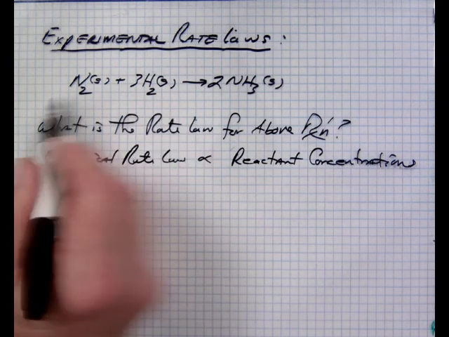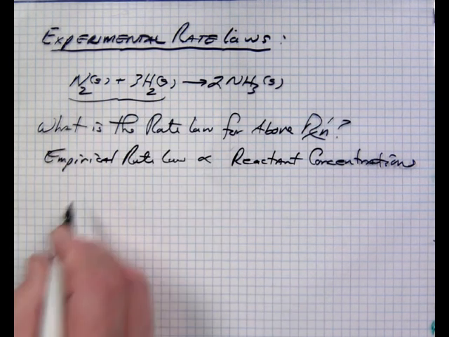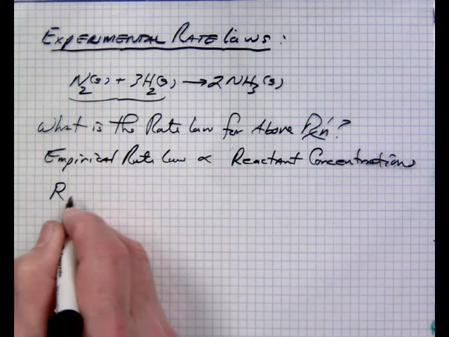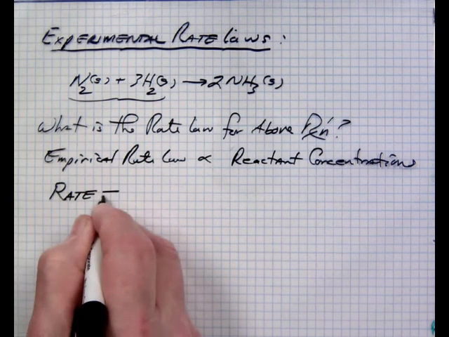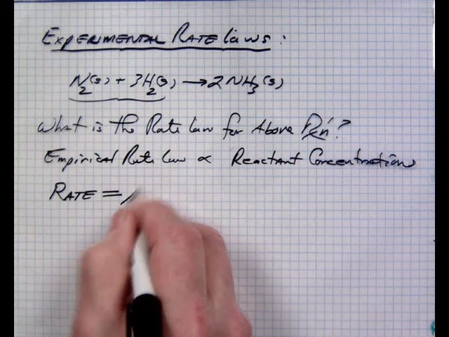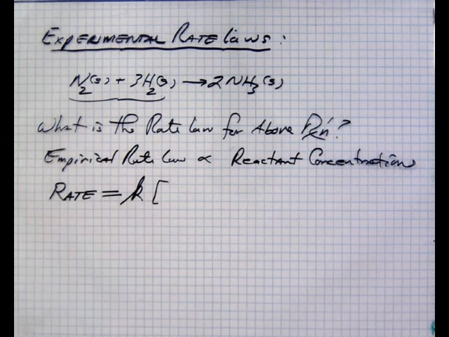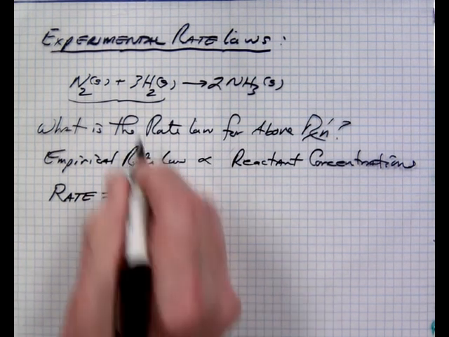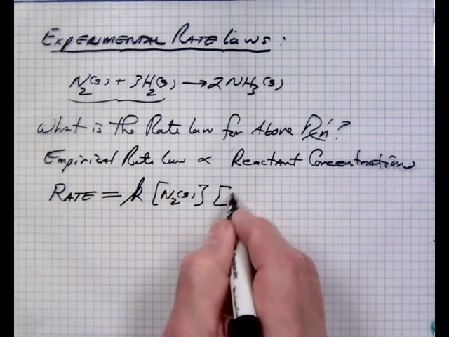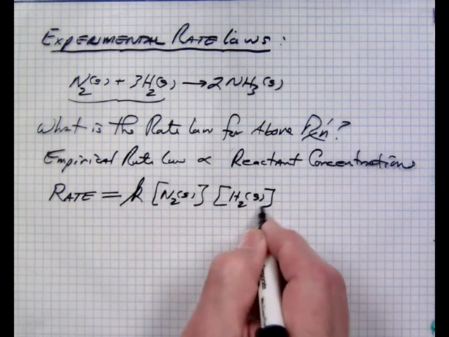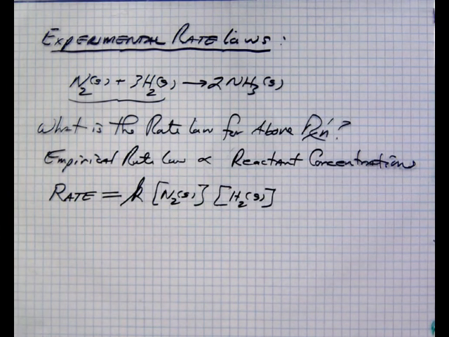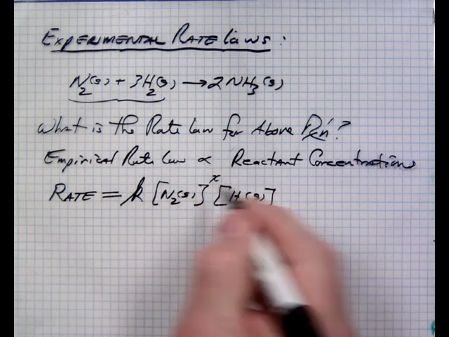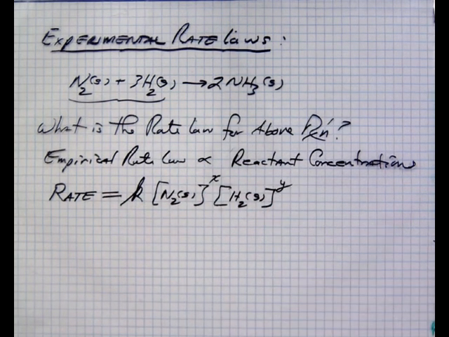So given an equation, of course, we recognize the reactants. We write the empirical rate law as rate equals, that's how you start it, lowercase k times the molar concentrations of the components of the reactant side. Even though it has a 3 in front of it, you don't put that 3 inside the brackets. You're just looking at individual molar concentrations raised to an exponent.